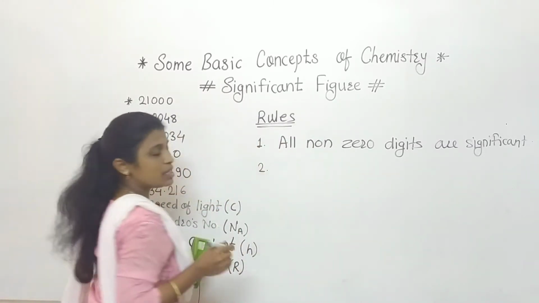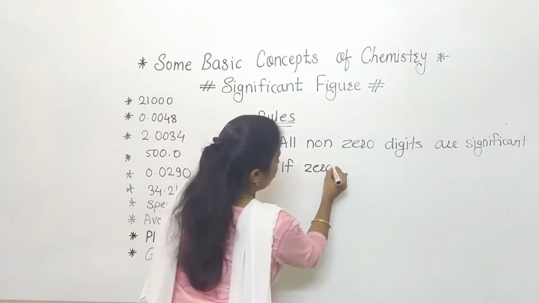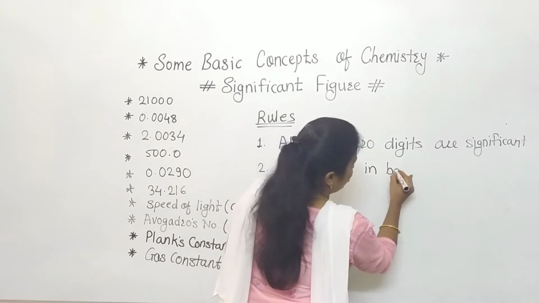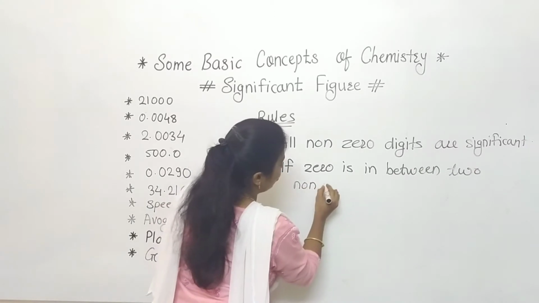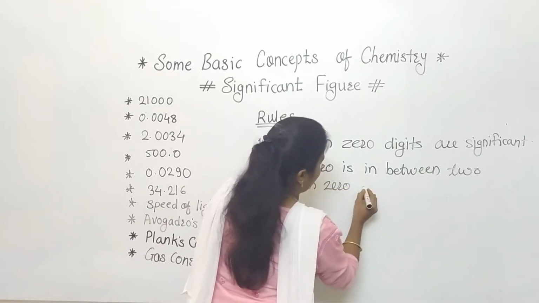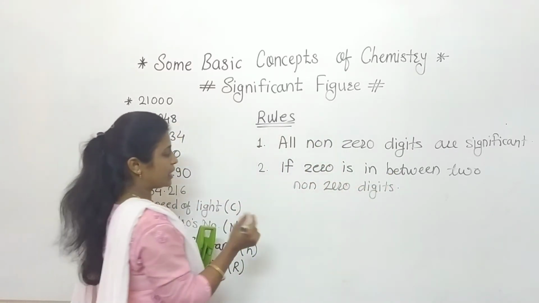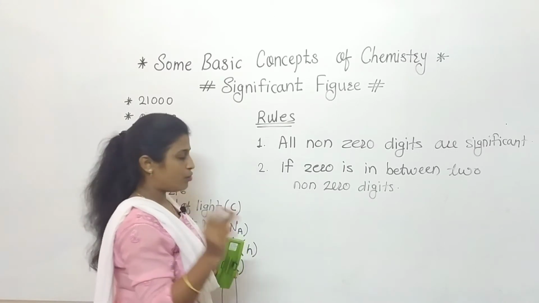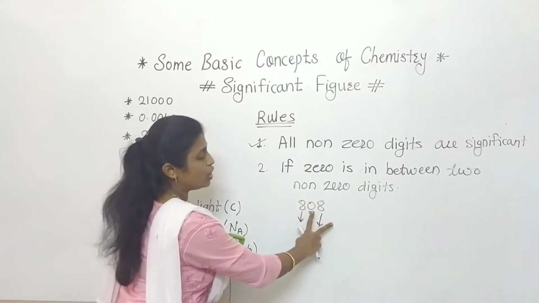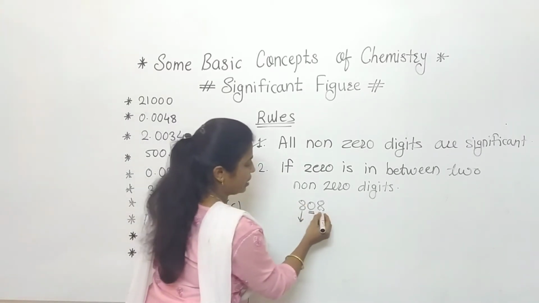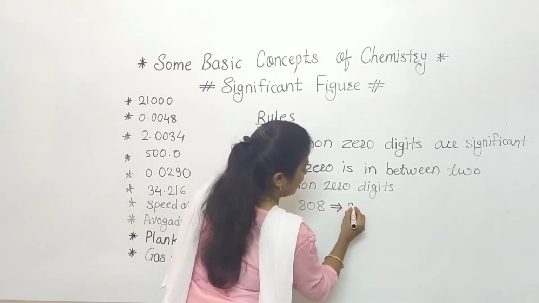What is the second rule? Second rule is that if zero is in between two non-zero digits, or we can say two significant figures. अब कैसे अप्लाई करना है? देखो, if we consider any one value, for that one if we consider 8080, the 0 which comes between these two digits, at that time we have to consider it as a significant figure. So for this value the significant figure is 3.